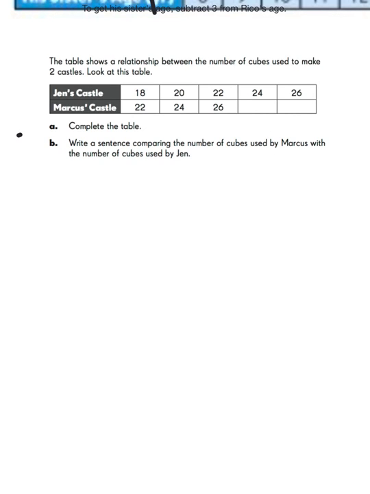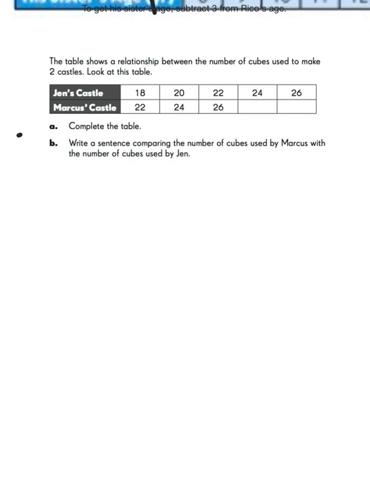Yes. What about the third term? When Jen needs 22 cubes, Marcus uses 26. Does my rule that I think is true still hold true, that I need 4 more cubes for Marcus's castle? Yes, it's true. So for 3 terms, it turns out that we need 4 more cubes in Marcus's castle than we need in Jen's. So, let's complete the table.